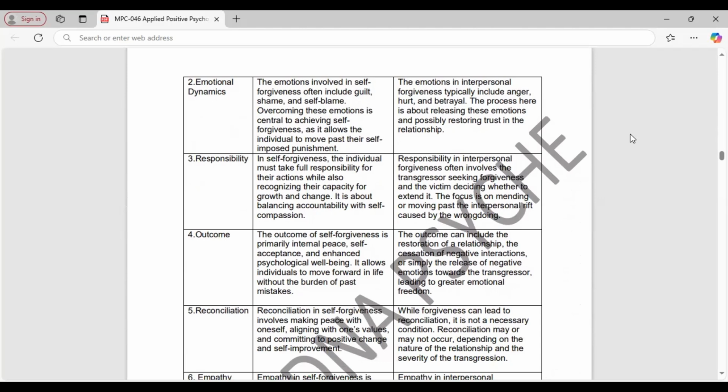Responsibility. In self forgiveness, individuals take responsibility for their actions and recognize their potential for growth, while interpersonal forgiveness often involves the wrongdoer seeking forgiveness from the victim. Outcome. Self forgiveness results in internal peace and self acceptance, whereas interpersonal forgiveness can lead to restored relationships or the release of resentment.